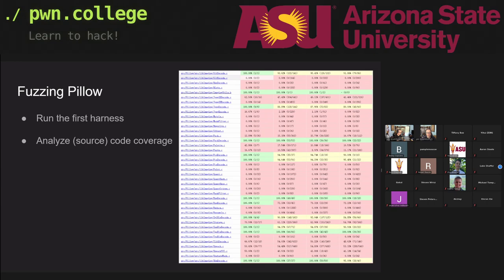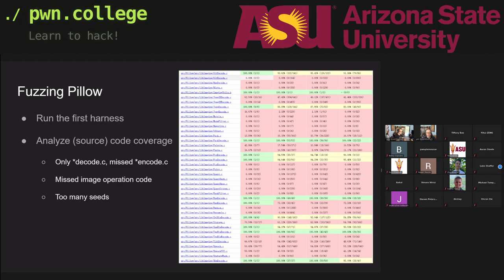And then after that, we had some points to improve in our mind. First, we found that the existing harness only tests the core part of Pillow, which means the decode part of whatever image format in its source code. And next, it also means some image operation code.